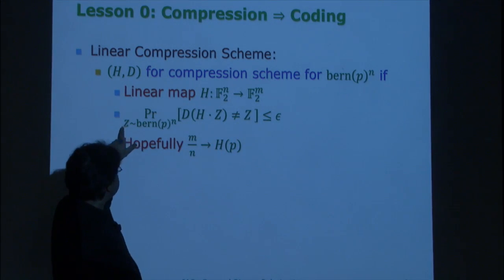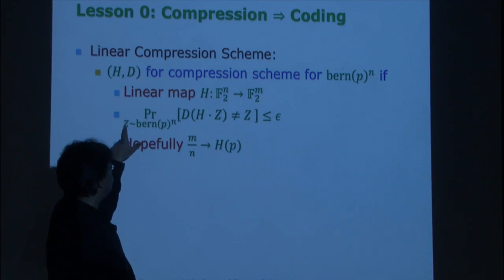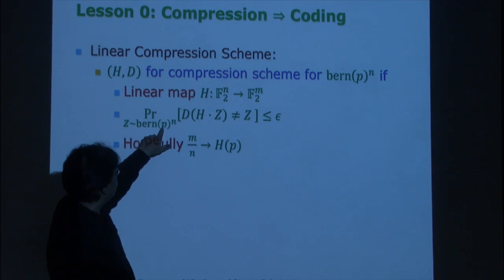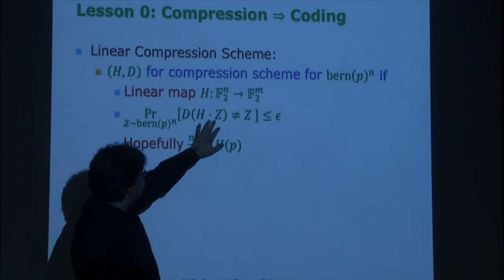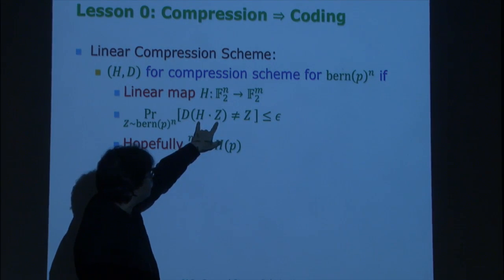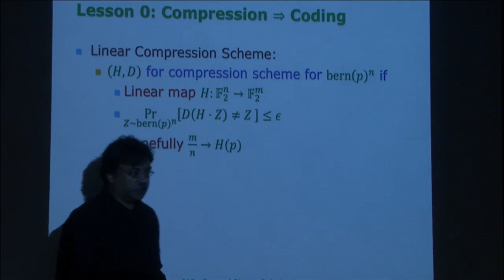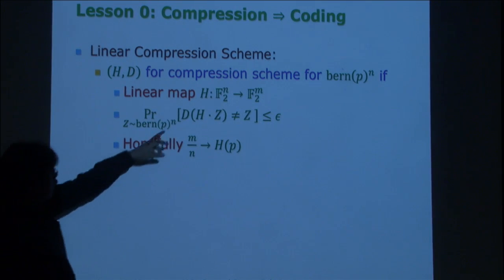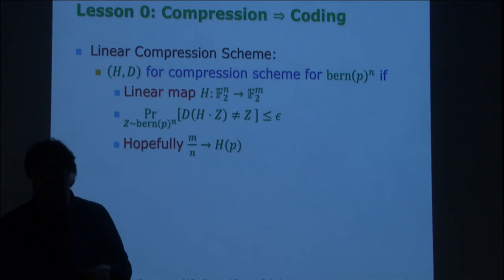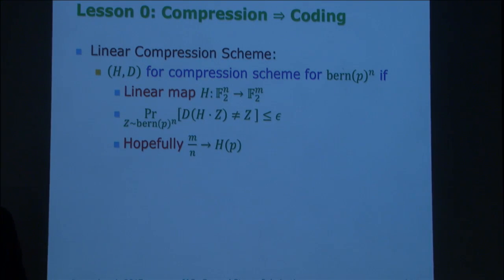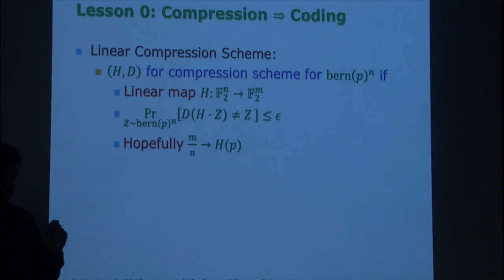The guarantee that you want is that if I pick a random vector z tossed from the Bernoulli distribution with parameter p on n things, then the decompression of H times z will be equal to z with very high probability. The probability that they are not equal is at most epsilon. We would want all this with an efficient algorithm D that would make the entire process efficient. But the main thing that we want in addition is that the compression is just multiplying by this matrix H. So here I should think of z as the noise?